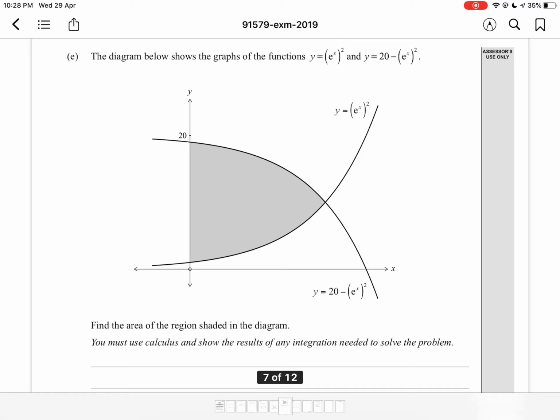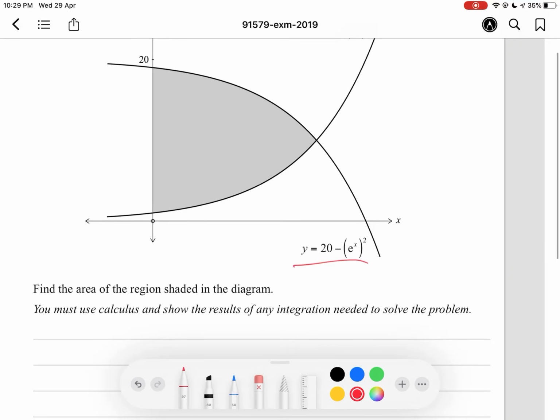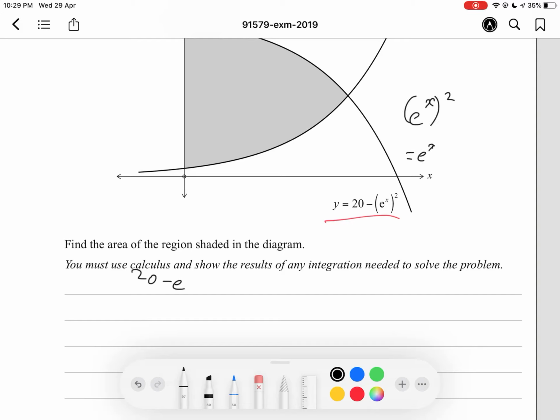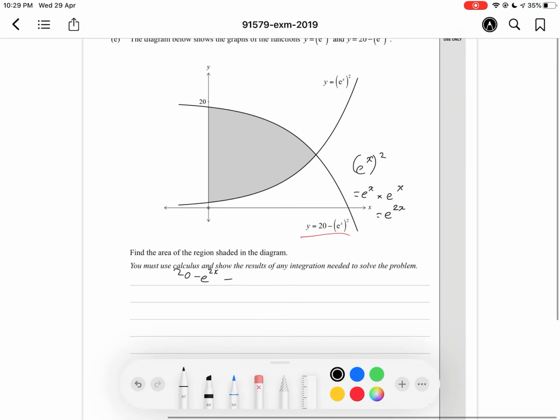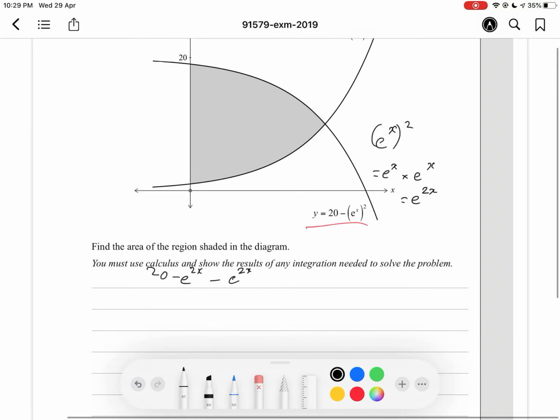So the way I like to remember this is that the area between the curves is the area of the upper bound curve minus the lower bound curve. The curve on top is y equals 20 minus (e to the power of x) squared. Now (e to the power of x) squared equals e to the power of x times e to the power of x, which equals e to the power of 2x, because when you multiply two items of the same base, you add the power. So it becomes 20 minus e to the power of 2x, minus the equation of the lower curve, so minus e to the power of 2x.